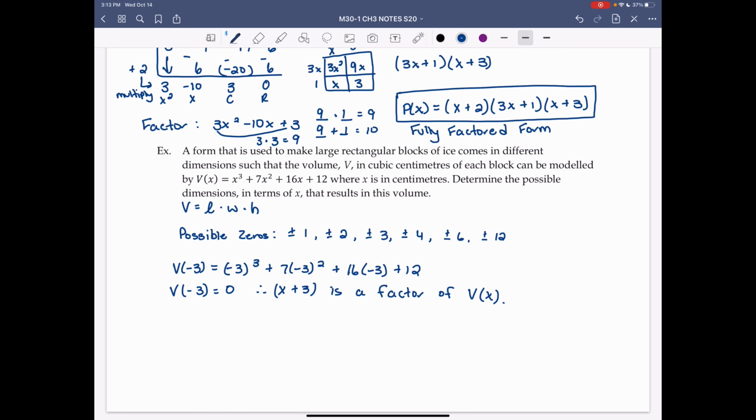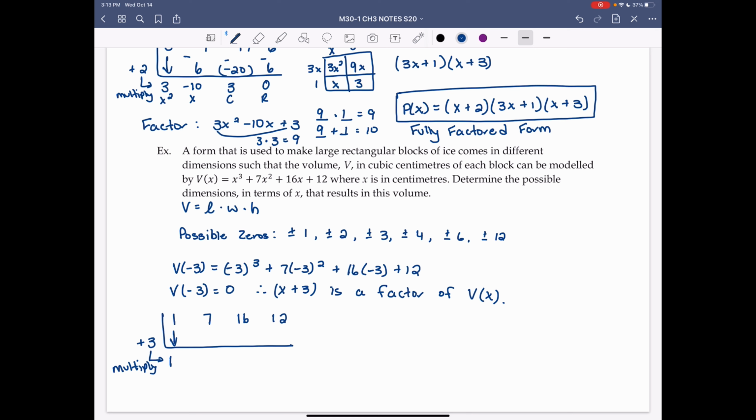Let's divide v of x by the factor x plus 3. I'm going to use synthetic division again. The coefficient on x cubed is 1. Coefficient on x squared is 7. Coefficient on x is 16. And the constant term is 12. To our L shape, we're dividing by x plus 3. So plus 3 is outside here. Drop down the first coefficient, and then we are multiplying.